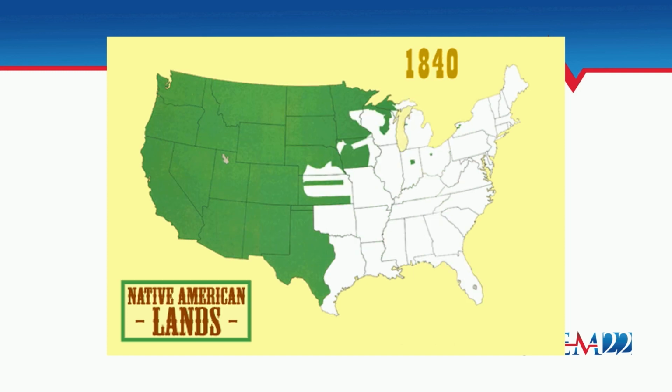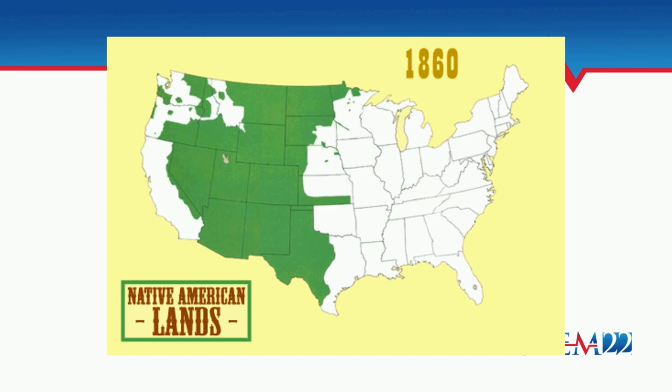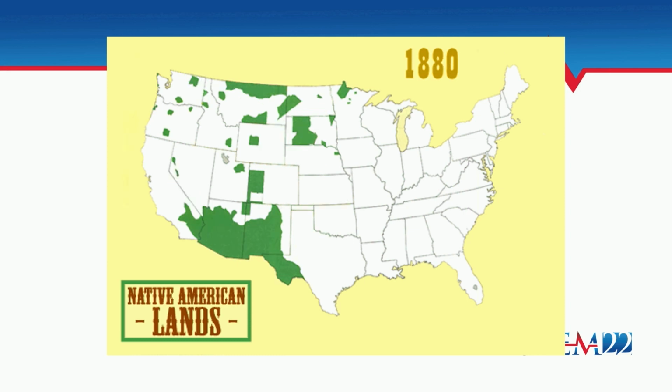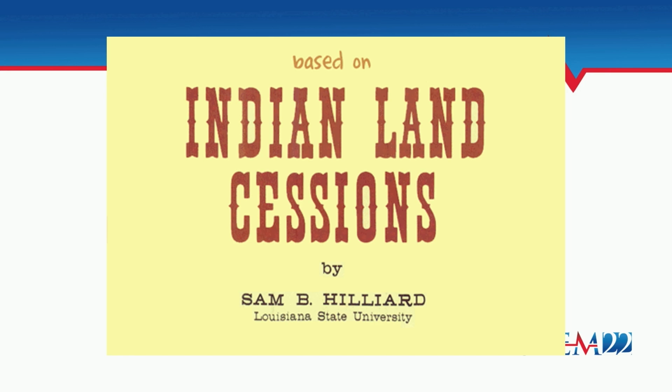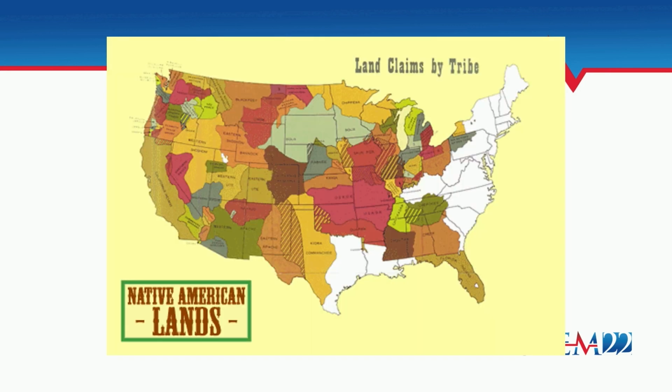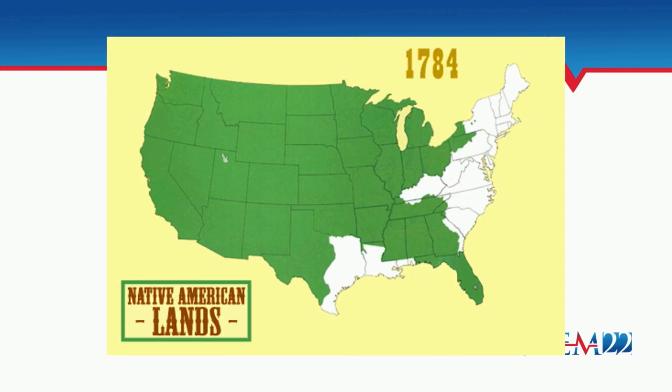Two things I think about when I look at this map. The first is that it's indisputable, meaning it's historical. The other word is inevitable, and that's largely because of the policies that the federal government adopted against American Indians.